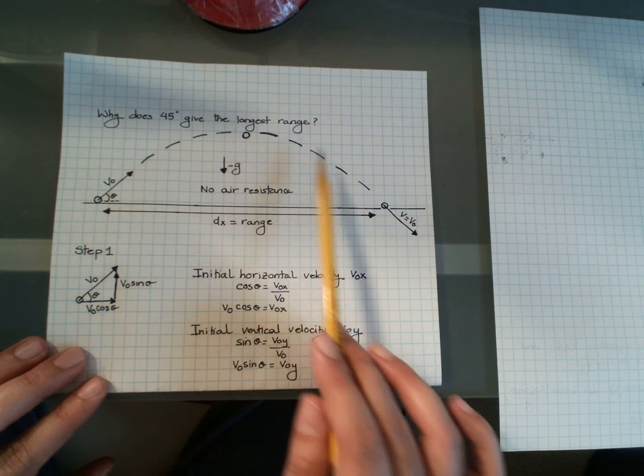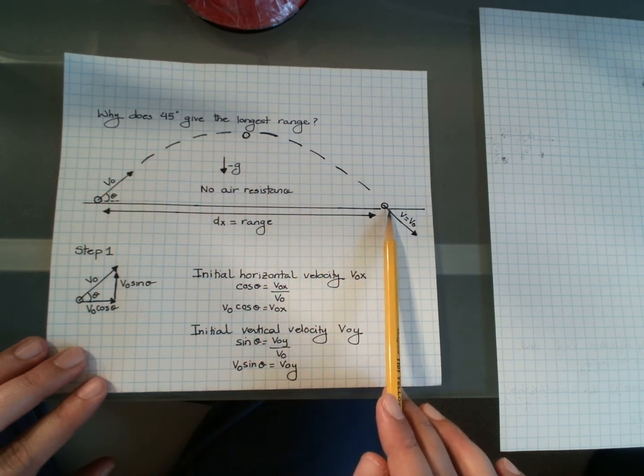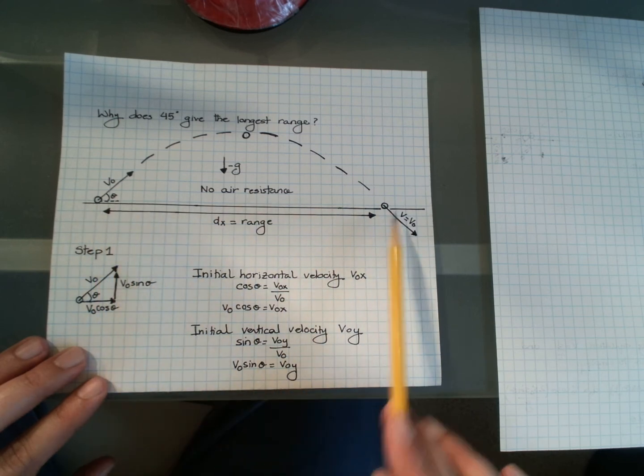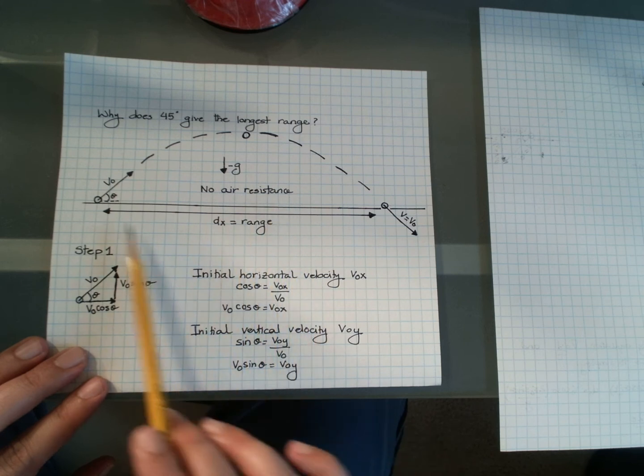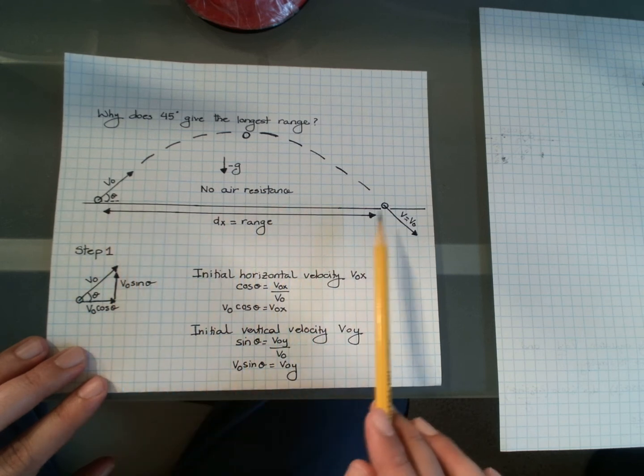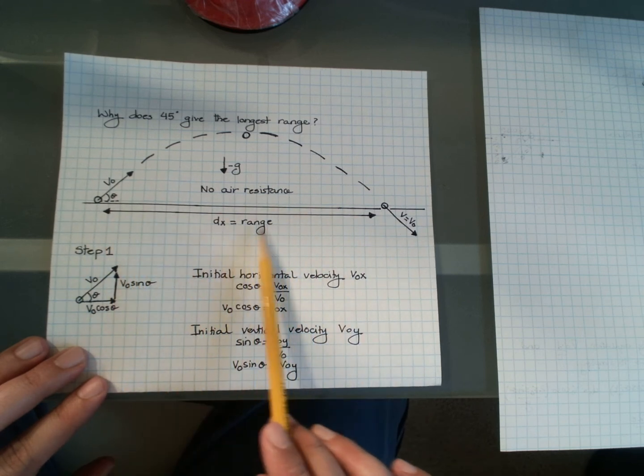This is the highest point. Ball comes back down to the same height from where it took off, goes to flat ground. Gravity is going to be negative g, and there's no air resistance. The dx from this point to this point is going to be called my range.